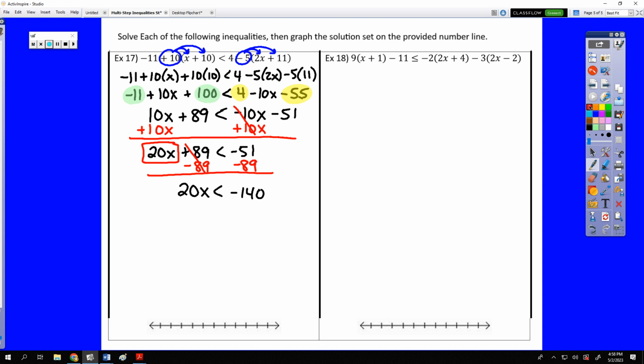So the final step would be to divide. We need to get x by itself, so we would divide by 20, which would give us x is less than negative 7 for our answer.